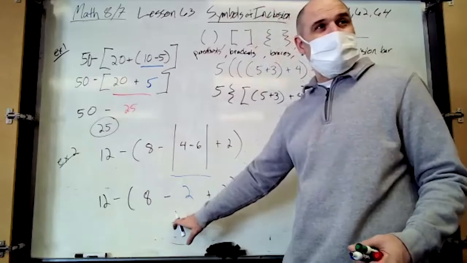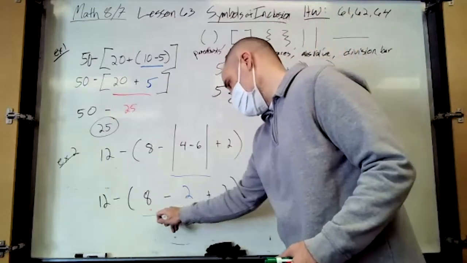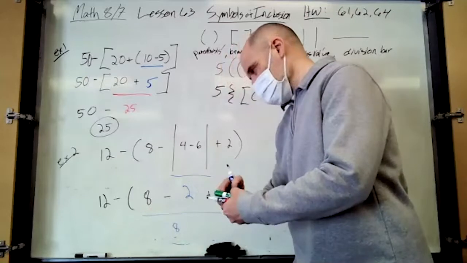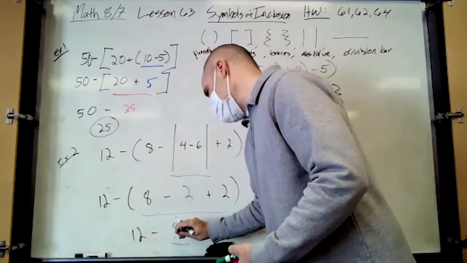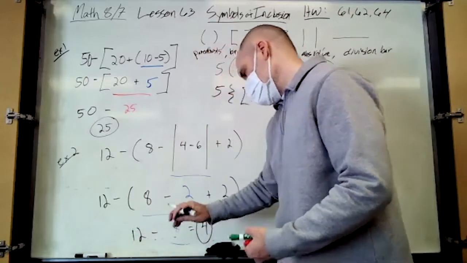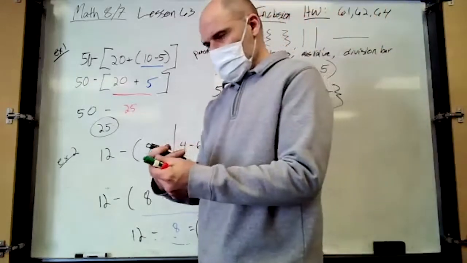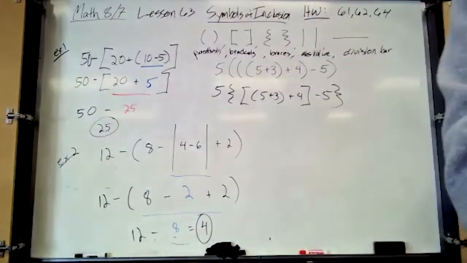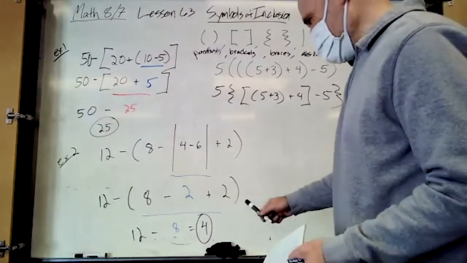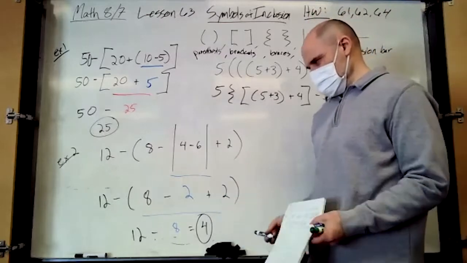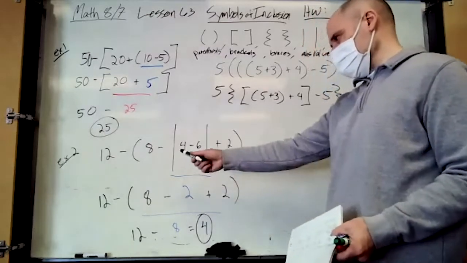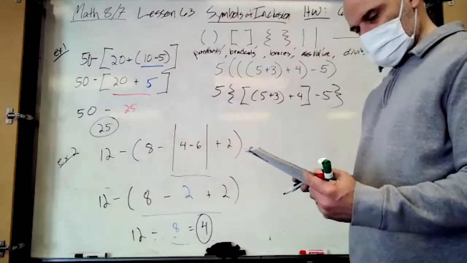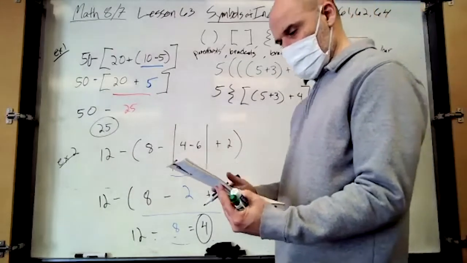Okay, so go left to right. 8 minus 2 is 6. Plus 2 is back up to 8. So that's 8. Then you have 12 minus 8, which is 4. Okay. So far, so good? The only thing that I think stumped most of you was that dumb little thing. It just felt like you should do that first for some reason. But no, it's all left to right. Okay, let's do one more. Ready for one more?